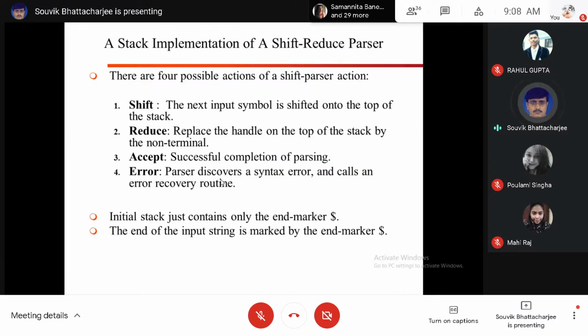Initially, when you start the parsing, the initial stack contains only the end marker dollar, and the end of the input string is also marked by the end marker dollar. That means the stack contains nothing. It will be symbolized with the help of the dollar symbol, and also the end of the string is also dollar.